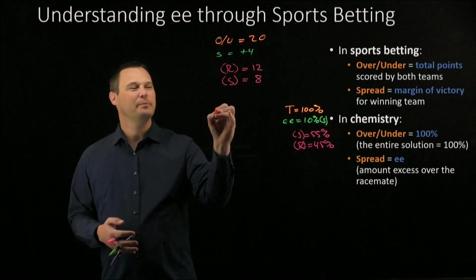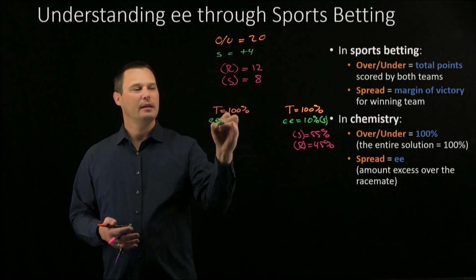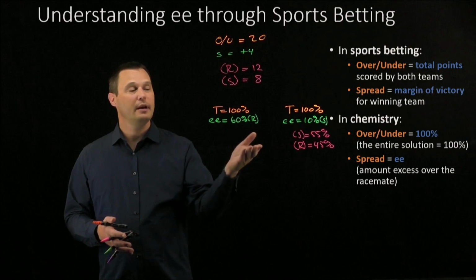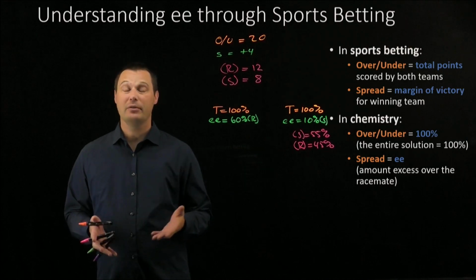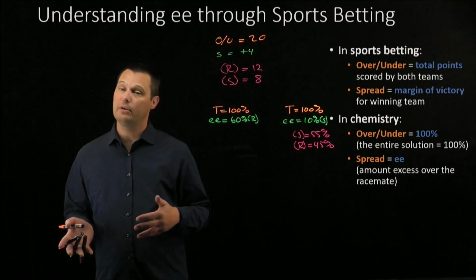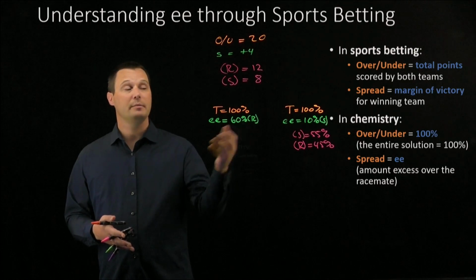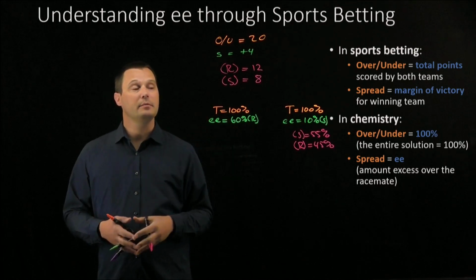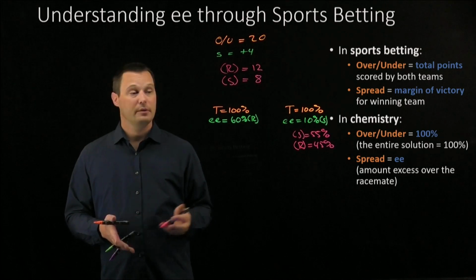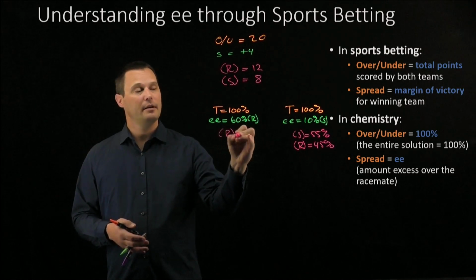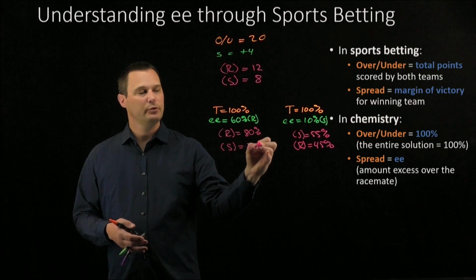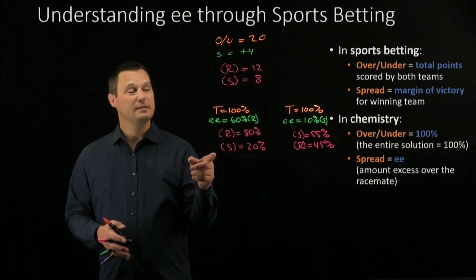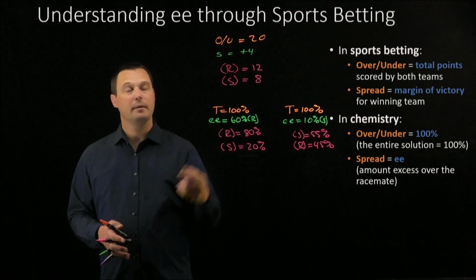Let's do another example. If the total solution is 100% and the enantiomeric excess is 60% favoring R, pause the video, see if you can calculate the ratio of the two enantiomers. If you thought the answer was going to be 60-40, that would be incorrect. A 60-40 ratio would have an enantiomeric excess of 20%. In this case, if we need to add up to 100 and the R team needs to beat the S team by 60%, the only way to do that would be as if R ended up with 80% and S ended up with 20%. These add up to 100 with a spread of 60. One enantiomer exceeds the other by 60% while adding up to 100%.